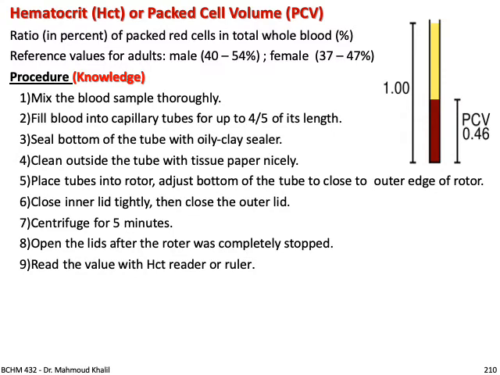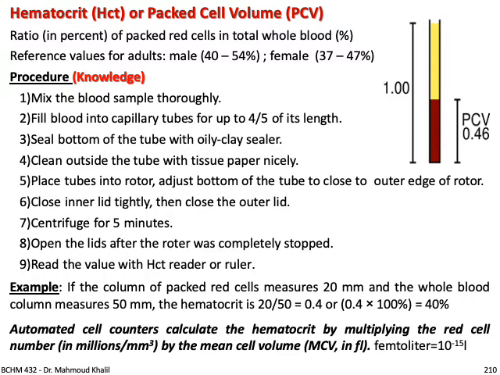The hematocrit, or the packed cell volume. You can see that it is the ratio in percent of packed red cells in total whole blood. The reference value for adults: for male it's 40 to 54%, while female is 37 to 47%. So you can see from the figure it's the packed volume of the red blood cells, and as well the procedure is for knowledge. For example, if the column of the red blood cells measures around 20 millimeter and the whole blood column measures around 50 millimeter, then the hematocrit will be 20 over 50, 0.4 or 40%.